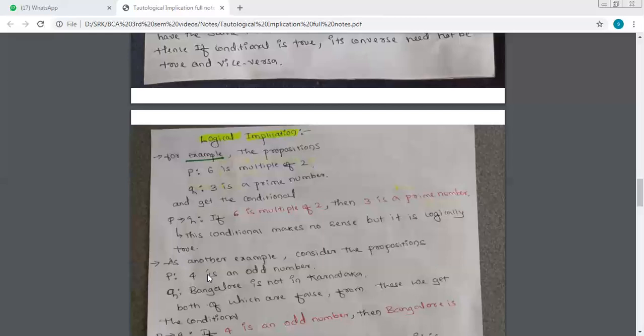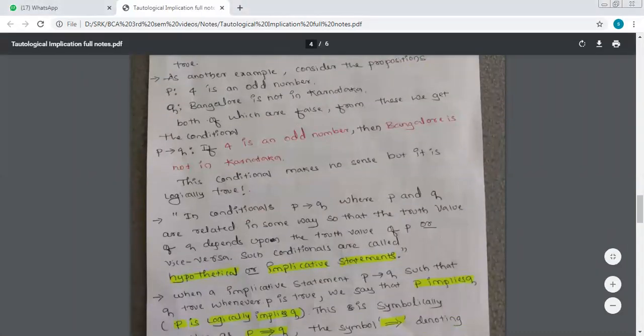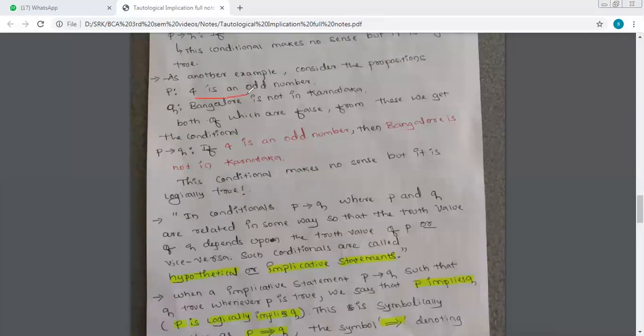Second example: consider the proposition p, 4 is an odd number. Is 4 an odd number? No, sir, it is an even number, so this sentence is false. In the second sentence q, Bengaluru is not in Karnataka. But Bengaluru is in Karnataka, so this sentence is also false.